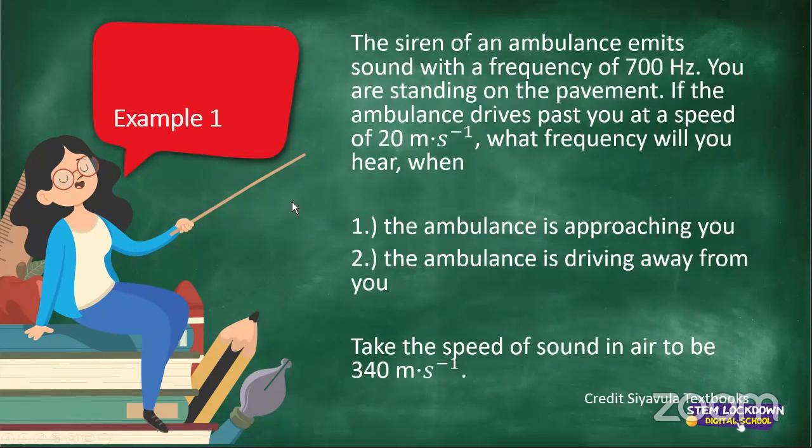Okay, so we are quickly going to do an example. They tell us that the siren of an ambulance emits sounds of a frequency of 700 Hertz. You are standing on the pavement. If the ambulance drives past you at a speed of 20 meters per second, what frequency will you hear? And the first one is as the ambulance approaches you.